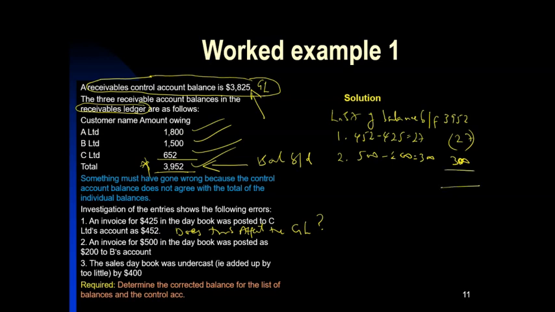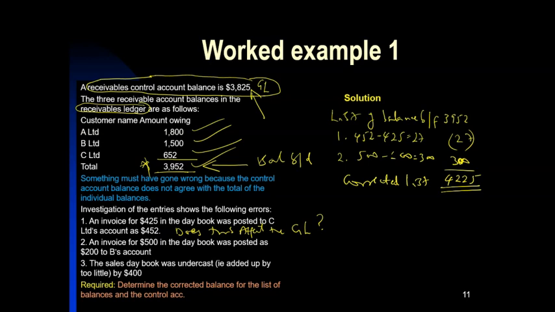So let us add up this one: 3952 minus 27 plus 300, and we must get this amount. So this is the corrected list balance. Okay, the corrected list is this one. That's the value we need.